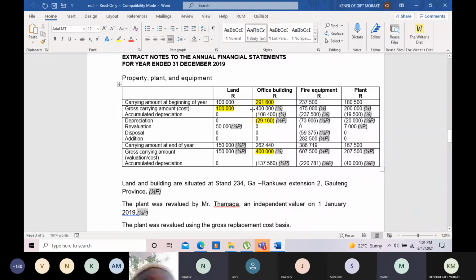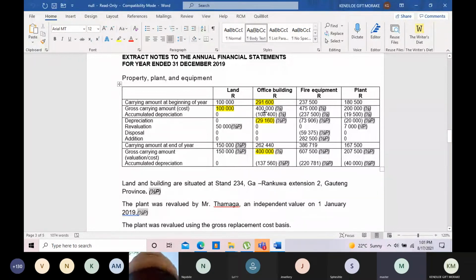Let me repeat. For you to get the cost price at the end, you say the cost price at the beginning plus the additions, minus the cost price of the disposed asset or the sold asset. So you're going to get how much? You're going to get 400,000, because the cost price is 400,000, disposal is 0, additions is 0. So say 400,000 plus 0 for additions minus 0 for disposal. You're going to get how much? 400,000 at the end. You see?